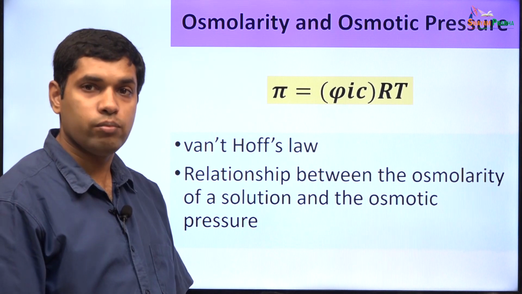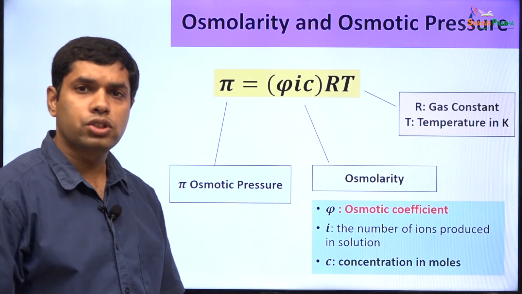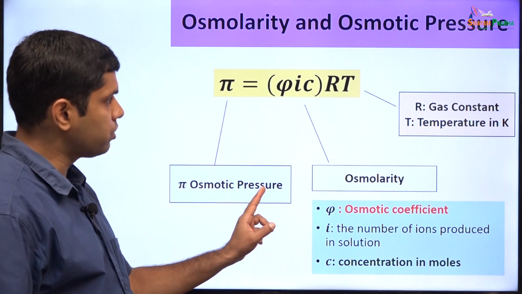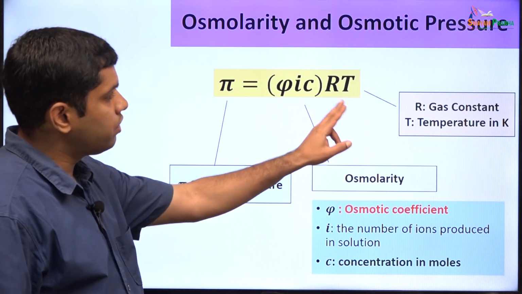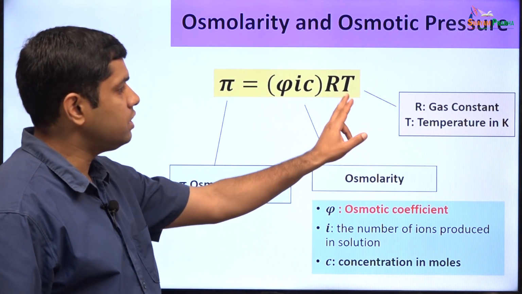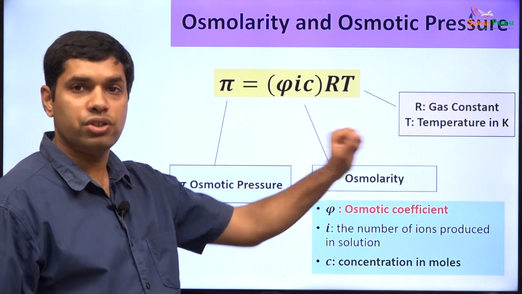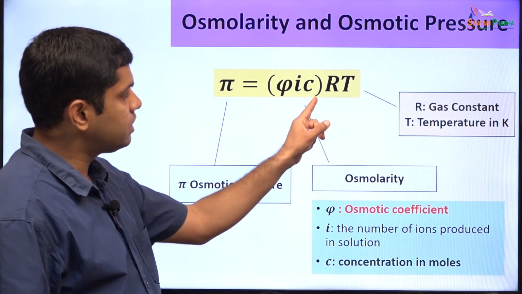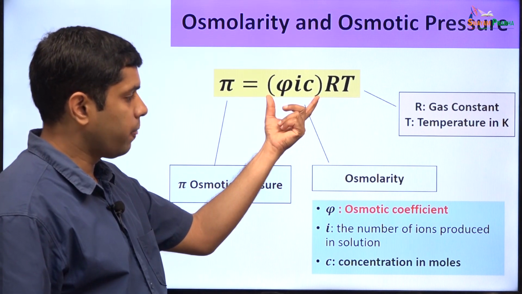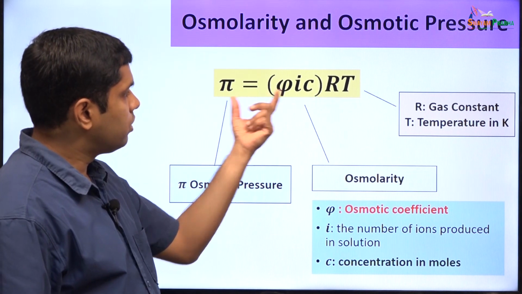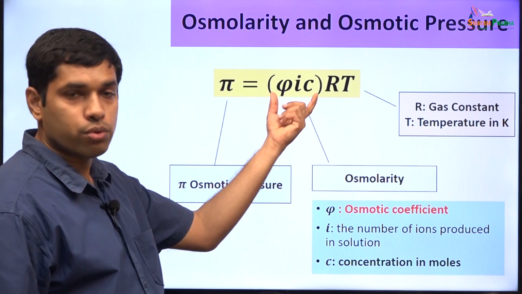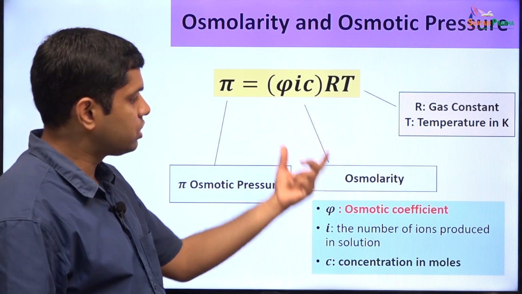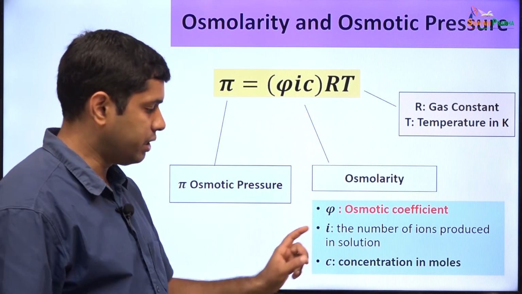Let's look at this in a little more detail. In this equation, pi is the osmotic pressure, R is the gas constant, and T is the absolute temperature or the temperature in Kelvin. Now, this term phi i C represents the osmolarity. So, we can see that the osmotic pressure is directly proportional to the osmolarity. Now, why do we say that phi i C represents the osmolarity? Let's break this up a little more.